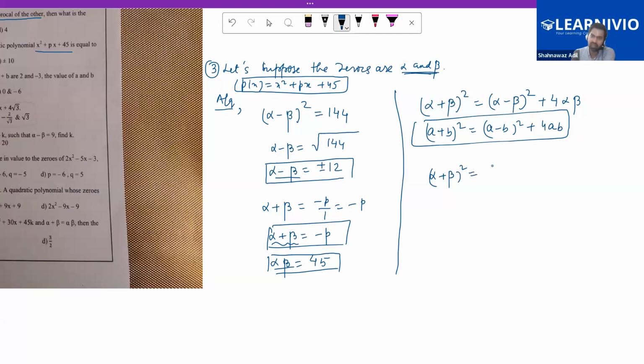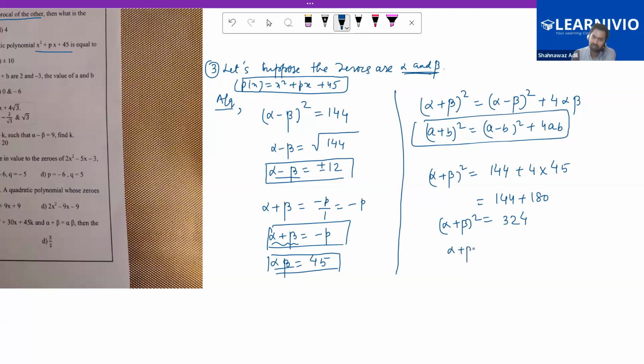Alpha minus beta whole square, they have already told us, is 144, plus 4 alpha into beta, where alpha into beta is 45. Sir, I was asking how that 4 came. It was in that identity, right? So 4 into 45 is 180. So 144 plus 180 is 324. So alpha plus beta whole square is 324.